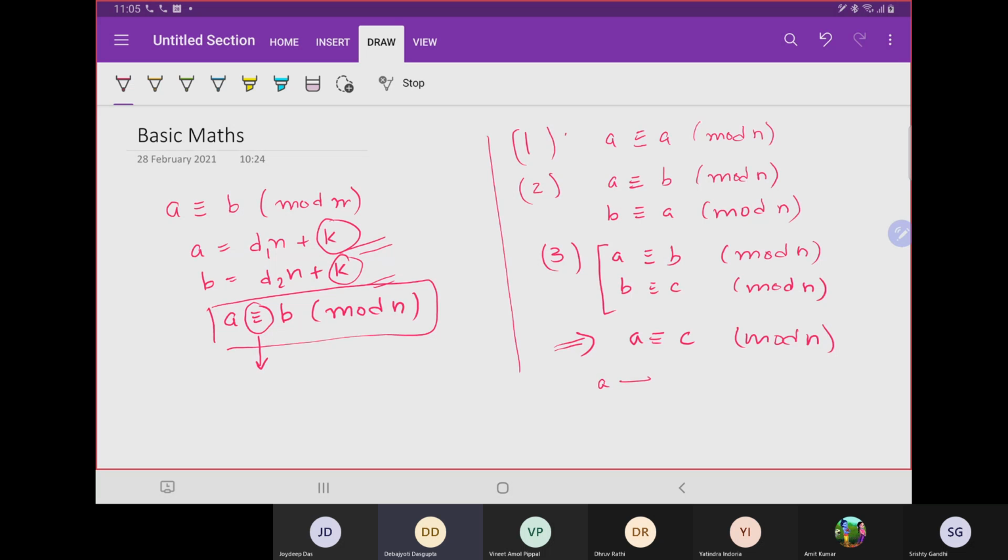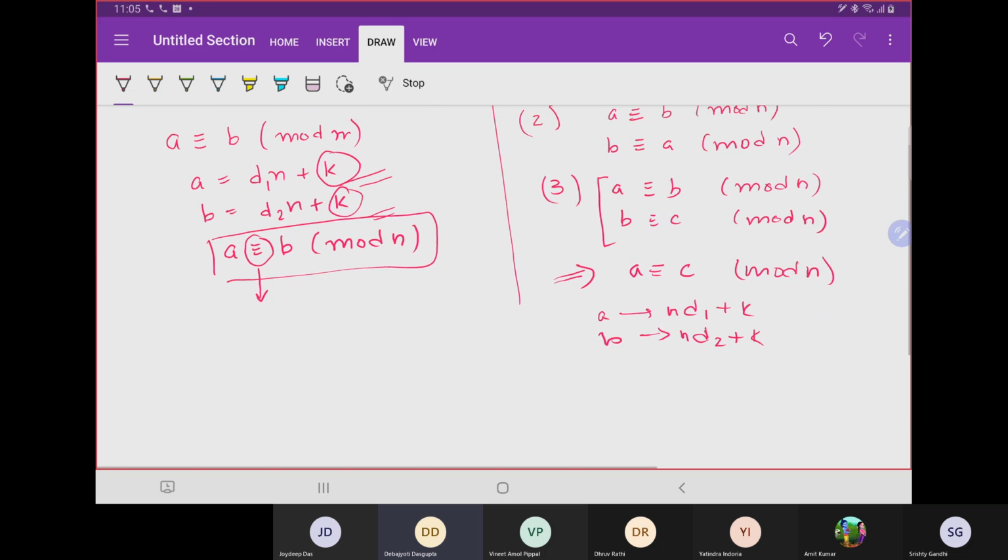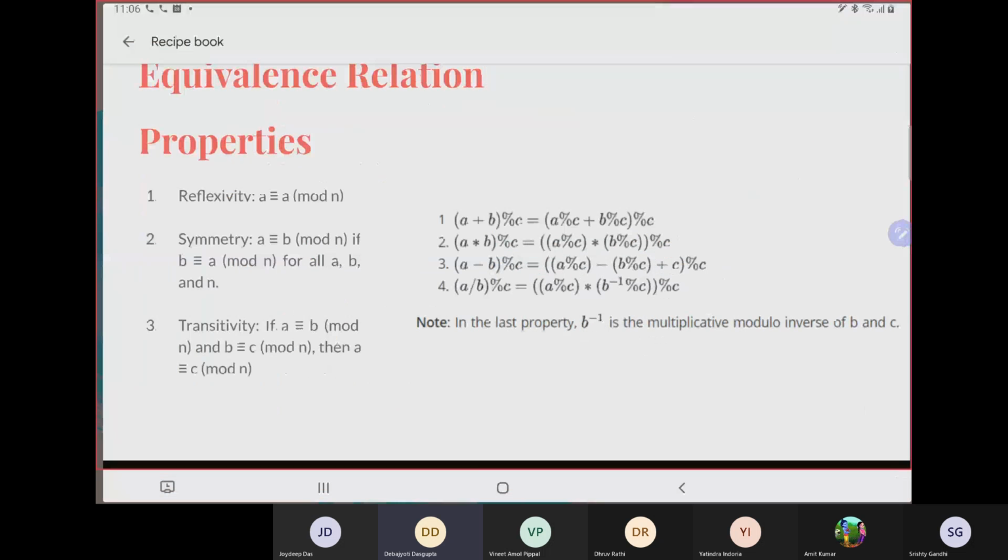If I write A is n into d1 plus k, B is n into d2 plus k, this is basically coming from the first relation, A congruent to B. And from the second relation, we say that B and C should leave the same remainder. So C is n d3 plus k. Now you see these two are leaving the same remainder k, so obviously A is congruent to C mod n. Right, so this will be satisfied, and hence we have an equivalence relation.